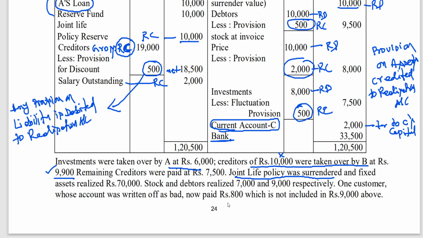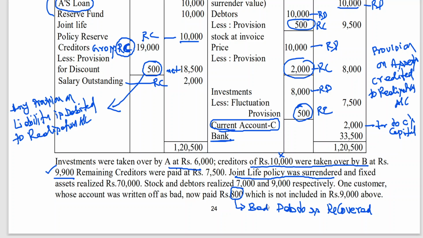Now up to this, one customer whose account was written off as bad has now paid 800, which is not included in the 9,000 above. Obviously this is bad debts recovered. You know that bad debts recovered will never be included in debtors. Normally you write the entry: cash account debit, bad debts recovered account credit. So this is just like a windfall gain. You can treat it like an unrecorded asset. That's it.